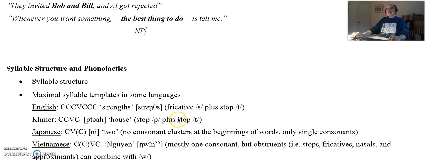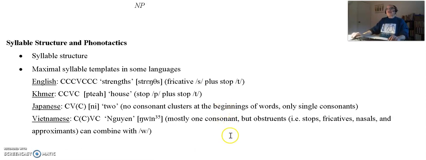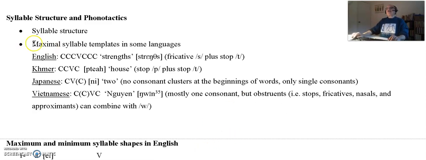All right, so this leads to the issue of syllable structure and phonotactics. So we can talk about the maximal syllable templates. And you'll say, what's a maximal syllable template? Well, in English, the maximal syllable template is this: consonant, consonant, consonant, vowel, consonant, consonant, consonant, which is exemplified by the word strengths. You can see that consonant, consonant, consonant, and consonant, consonant, consonant. We don't have anything more than that, no more than 3 consonants.